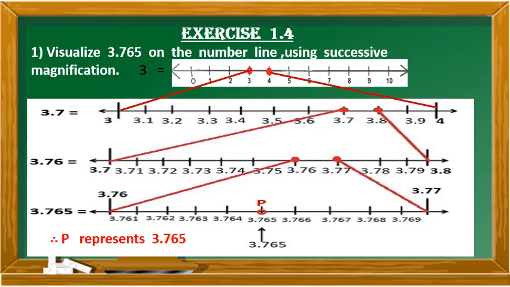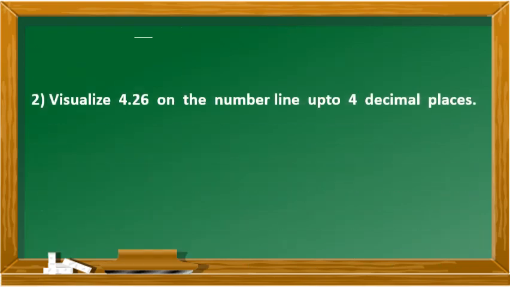Now we have to represent 3.765 by circling and marking it as capital P. Now this P represents 3.765 on the number line.